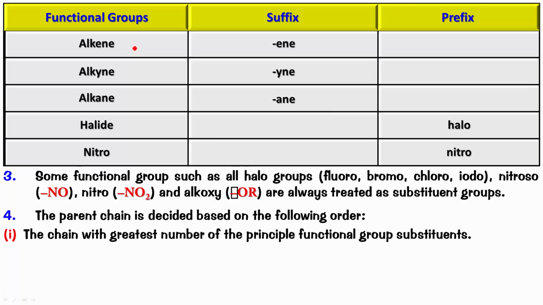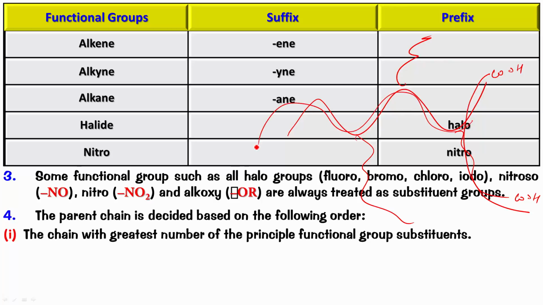So if there is a chain, let's say a chain like this, there's some branching here, there is some branching here, there's some branching here, and you find that there is a COOH here and there's a COOH here, and there are no other COOH. The parent chain has to be this, containing the maximum number of principal functional groups, no matter how many carbons you can have in any direction.